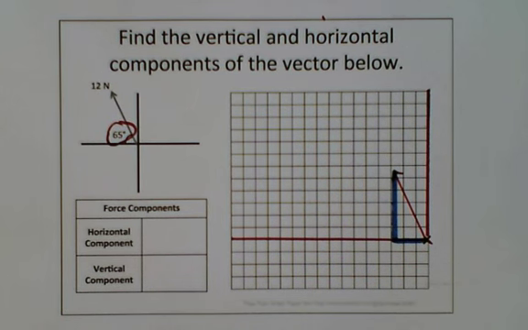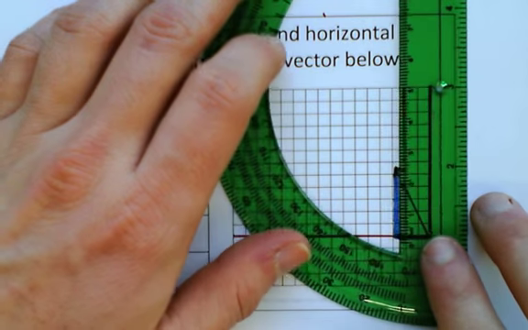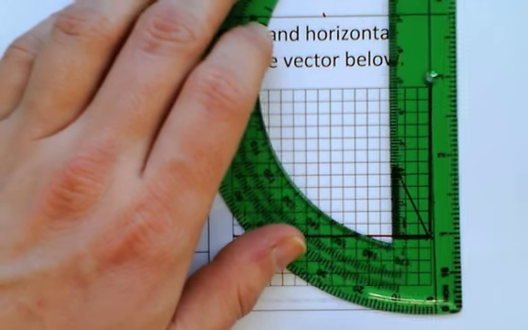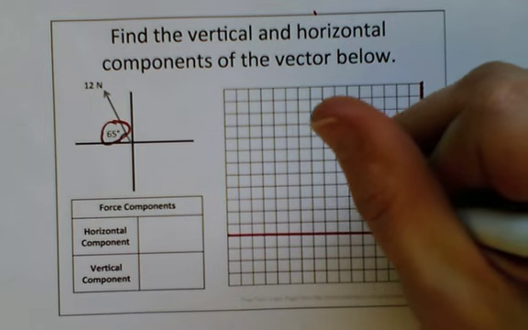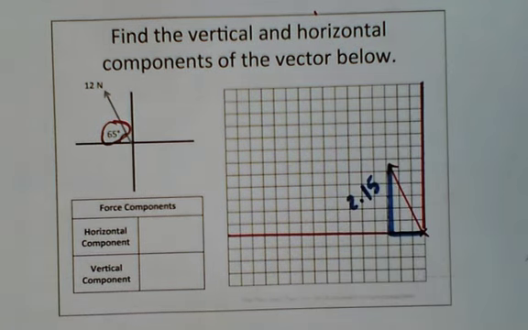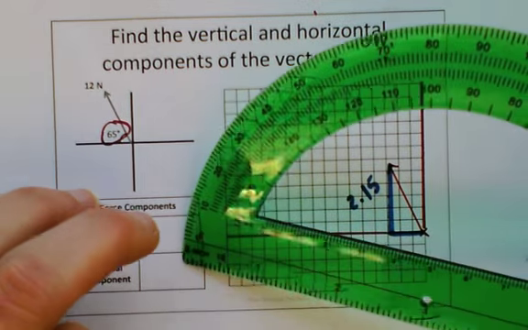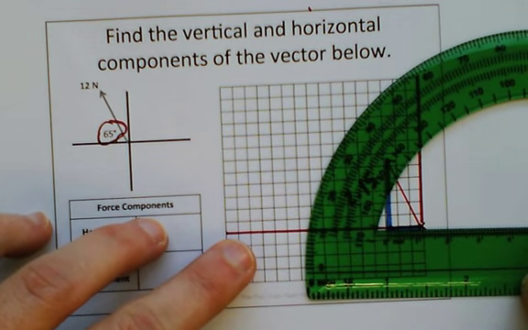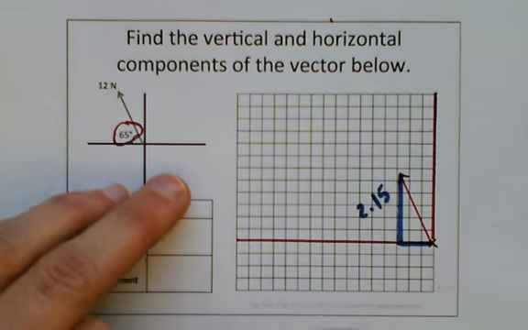Next I need to measure the two components. First, the vertical component. Measuring from here, I see that the vertical component is 2.15 centimeters. And the horizontal component is 1 centimeter.